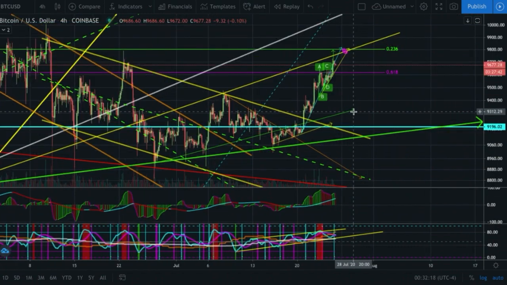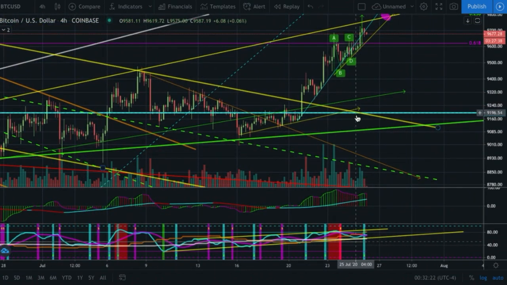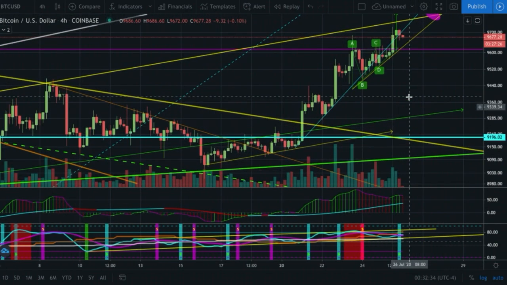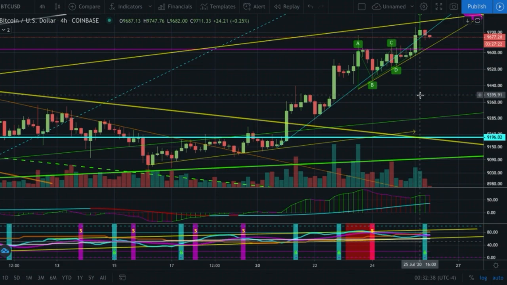But I just wanted to do a quick update, as I am expecting, that's a very common theme in crypto and Bitcoin in general, that the three drives develop divergence on the third drive, sometimes on the second and the third drive, and then you get your sell-off. So just keep an eye out for that, and we'll see what happens over the next few hours.